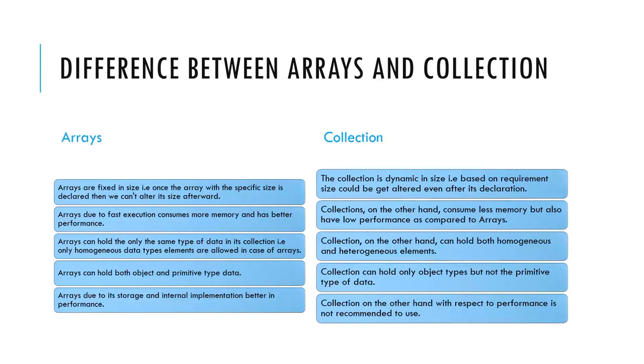Arrays can hold both objects and primitive data types, but collections can hold only object types, only reference types, because as generic classes they cannot work with primitive types of data. Also, arrays, due to their storage and internal implementation, are better in performance, but collections do not have better performance.